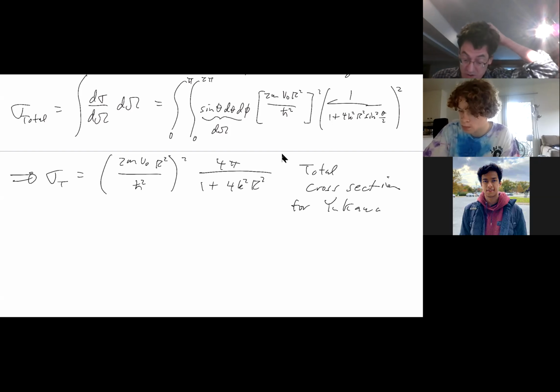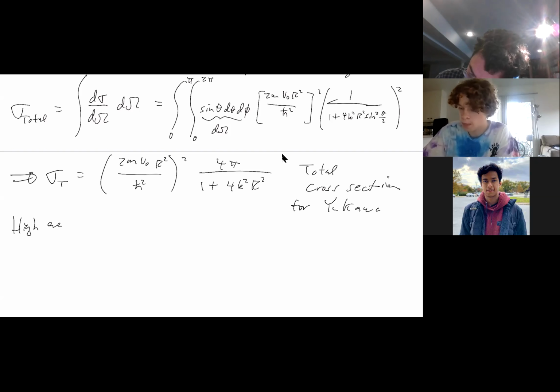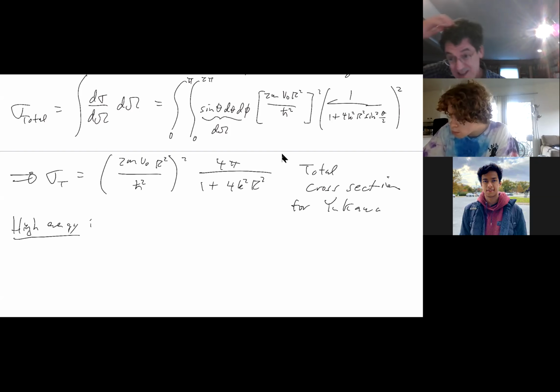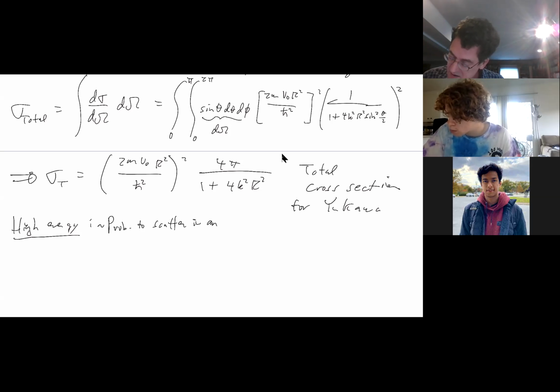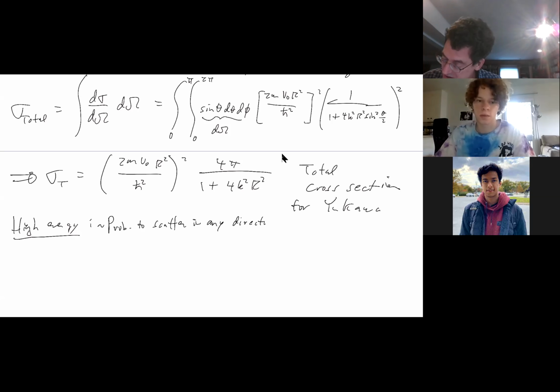And this total cross section is worth thinking about for a moment, because the total cross section you can think of as like the total probability to scatter, the probability to scatter in any direction. Now, cross section is not exactly a probability, because the units are wrong. It's an area, but it's an area that is proportional to the probability to scatter into any direction.